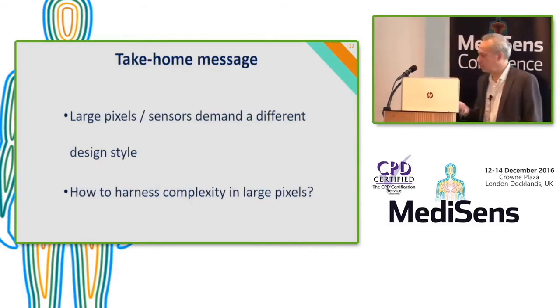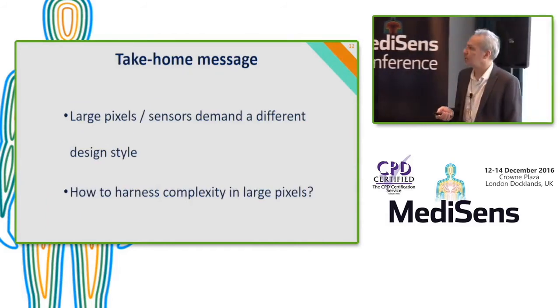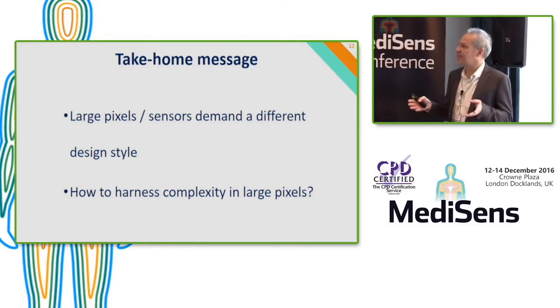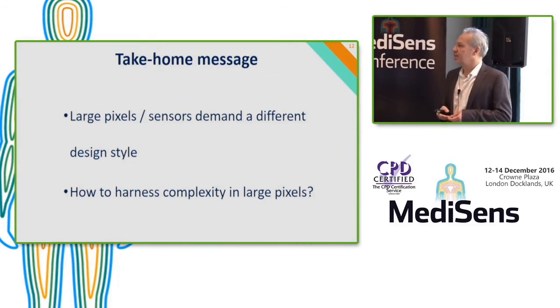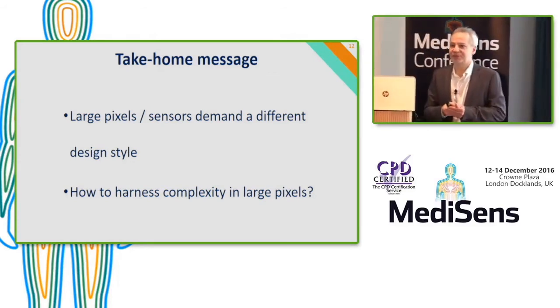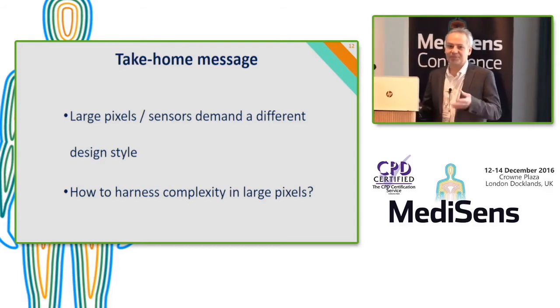So just closing this session about yield, I try to summarize in a very succinct way, but the take-home message is that large pixels or large sensors demand a very different design style. And one question, which is kind of piggybacking on what Biju was saying before, is that one thing we want to do is harness the complexity, and so put complexity in large pixels.